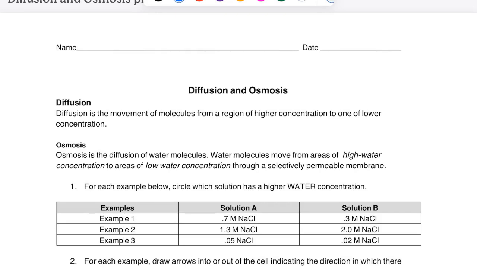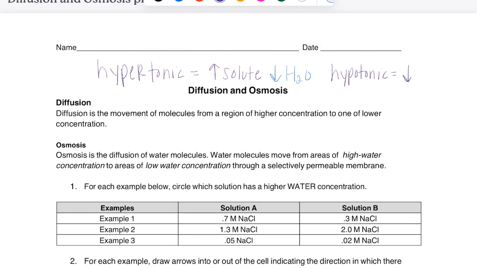Let's go over the diffusion and osmosis problems. Before we start, I like to do a little brain dump of what the vocabulary terms mean. So if something is hypertonic, this means that we have more solute, and because we have more solute, we would then have less water. If something is hypotonic, we have less solute and therefore more water.